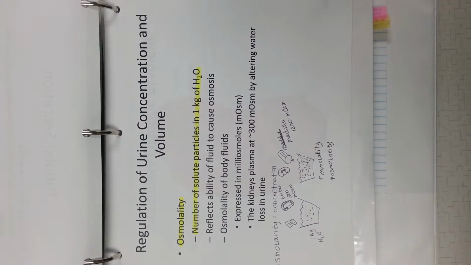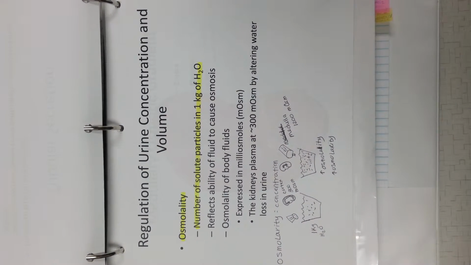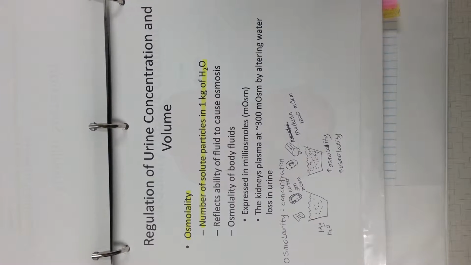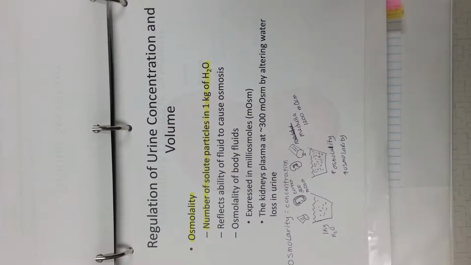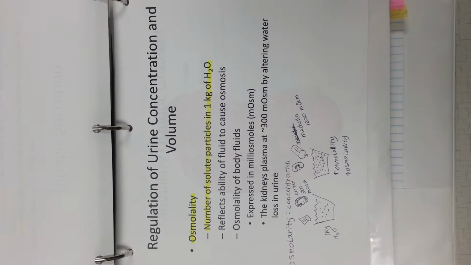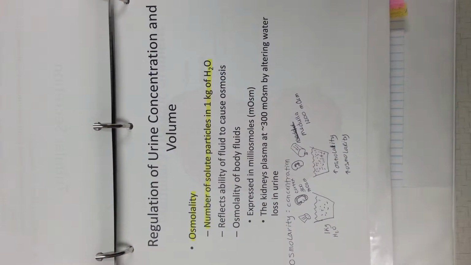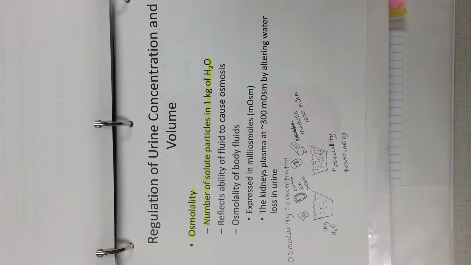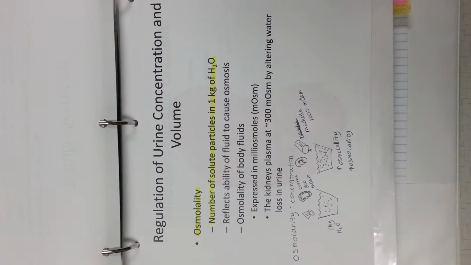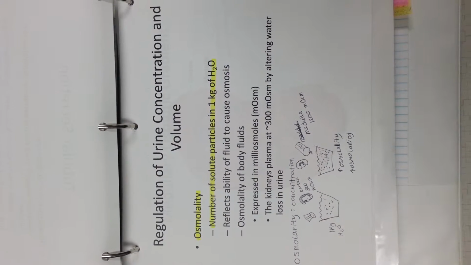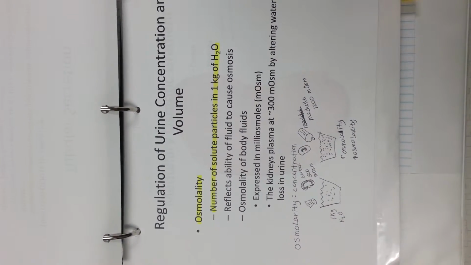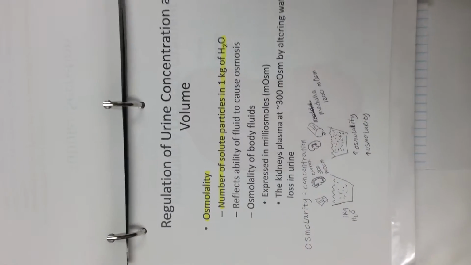Regulation of urine concentration and volume. Osmolality, the number of solute particles in 1 kilogram of H2O, reflects the ability of fluid to cause osmosis. Osmolality of body fluids is expressed in milliosmoles. In the kidney, plasma is at 300 milliosmoles, altering water loss in urine. Osmolality is similar to osmolarity, as you can see down here.